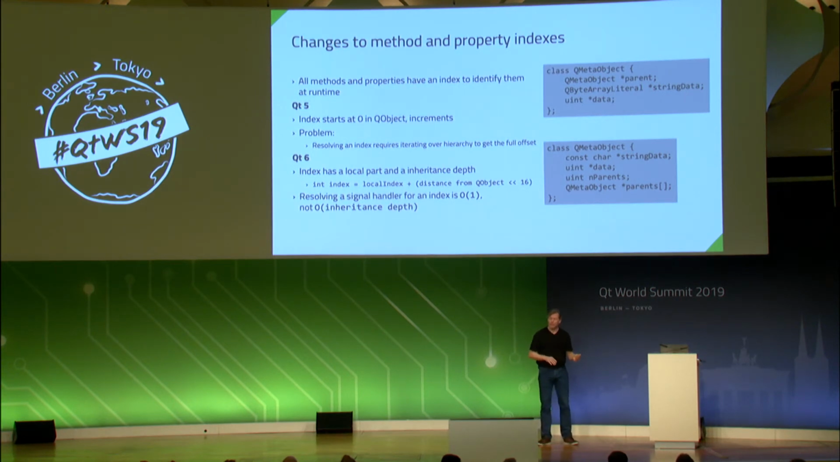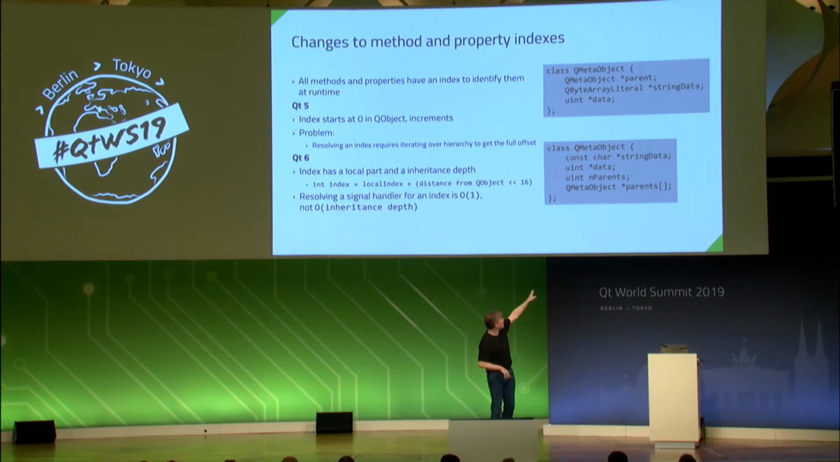In Qt 6, I want to change that. I want to make sure that we can access the whole meta object hierarchy in constant time without having to iterate through them, by having the pointers to all the parent meta objects available, and then change the signal index so that it has a local part inside the meta object and then the distance from QObject. So 0 for QObject, 1 for QWidget, 2 for QAbstractButton, and so on. And then with that, getting the data for the signal handler is O(1) instead of O(inheritance steps).